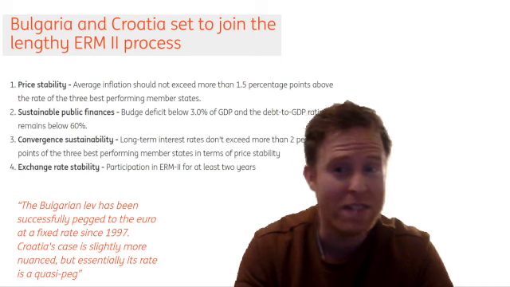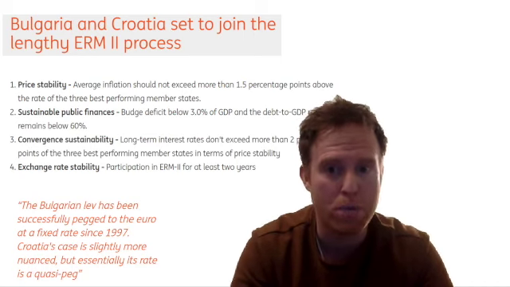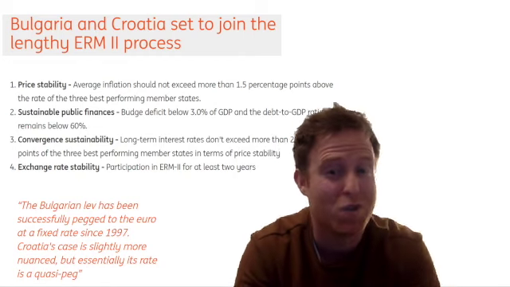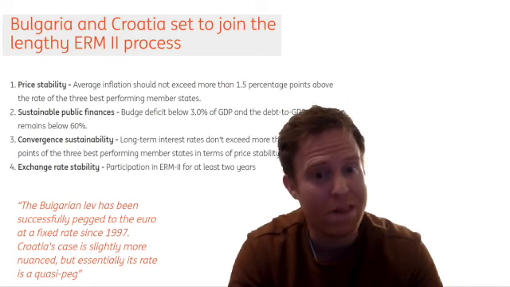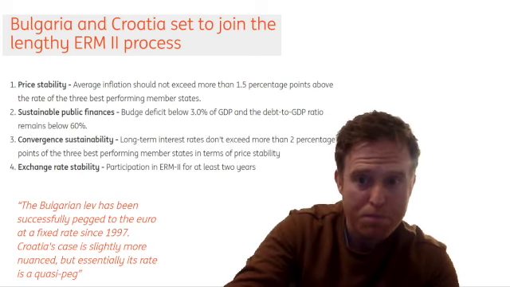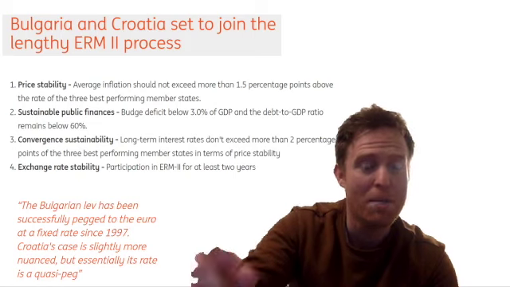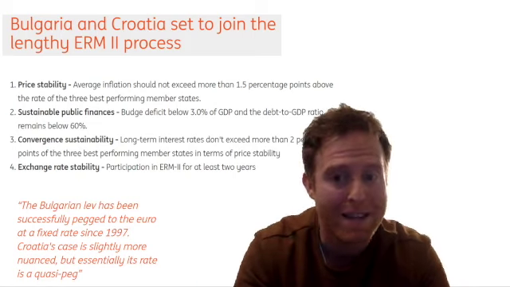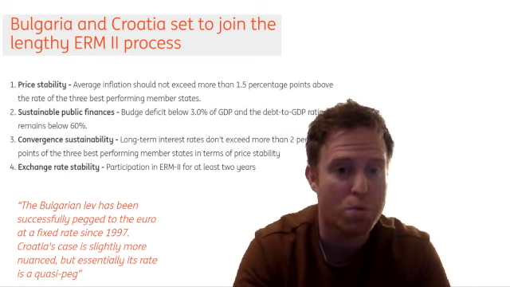So as we've got there, and this is from the EU's website in terms of the ERM2 process, it says here the Bulgarian lev has been successfully pegged to the euro at a fixed rate since 1997. Croatia, they're doing so, but they're a little bit late to join the EU. But the whole idea of it is price stability, sustainable public finances, convergence sustainability, but as we can see there, the exchange rate stability as well. And the whole idea is to make sure that it's as stable and as in line with the euro as possible for when they do adopt the euro.